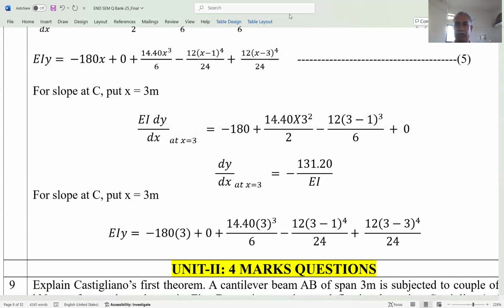So, thank you. Have a nice day. I hope you are getting an idea about unit number 1, which is related with the slope and deflection using the Macaulay method, that is the double integration method, the moment area method, and the conjugate beam method. Thank you.